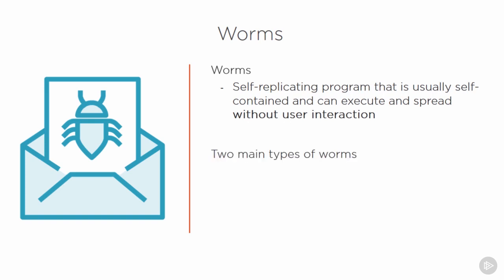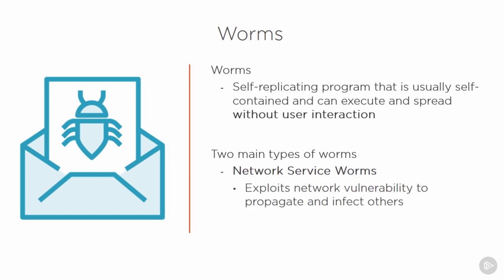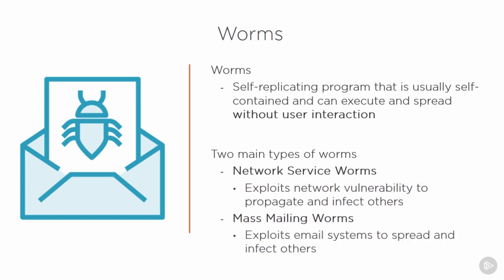We have network service worms, which basically exploit network vulnerabilities to propagate and infect others. So something within a network allows that specific worm to spread. And we also have mass mailing worms, which exploit email systems to spread and infect others. The mass mailing worms are not contained to just an internal network. They're able to mass mail out to contact books and spread very quickly across the internet in that fashion.